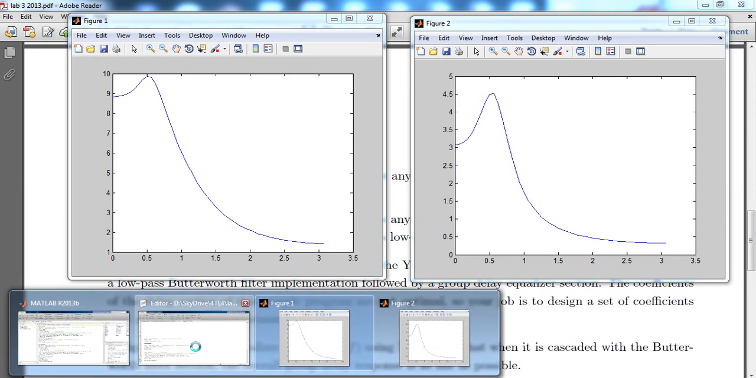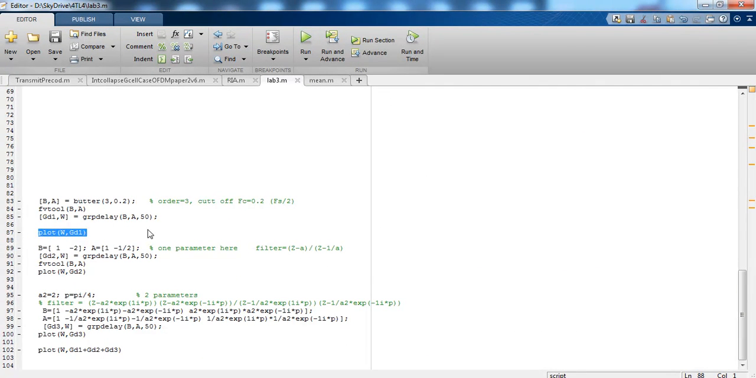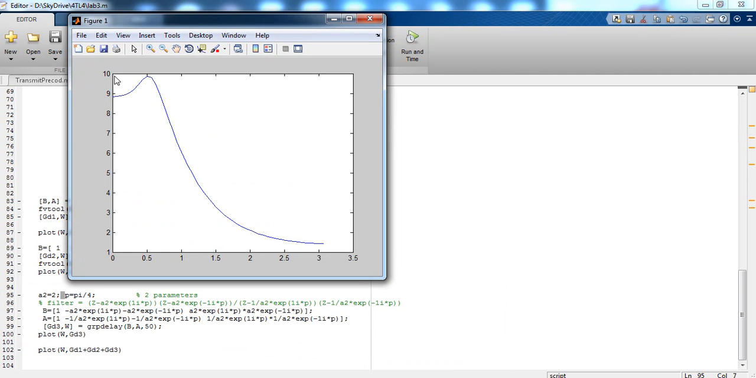So your problem now in the lab, you have three parameters. The first parameter is this constant a for the first filter, this constant for the second filter, and this angle for the second filter. You are trying to tune these parameters so that you have the total group delay as constant here as possible. You can just try changing the three parameters till you find the best combination, or you can think intelligently and find a way to figure out the best of these three coefficients.